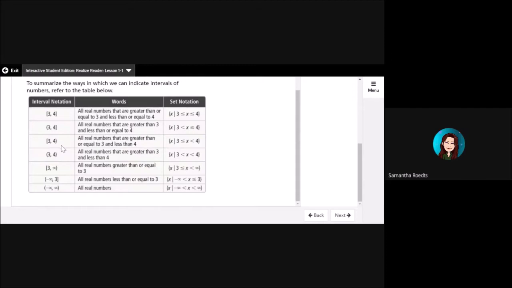[3, 4) is all real numbers that are greater than or equal to 3 and less than 4. So again, here's where that less than or equal sign and the less than sign come in. Both are in parentheses, (3, 4). So I have no equal signs, they're both less than. Then 3 to infinity, negative infinity to 3, and then negative infinity to infinity, where both are not equal. Anytime you have infinity, you can't use brackets with infinity because it's not an exact number.